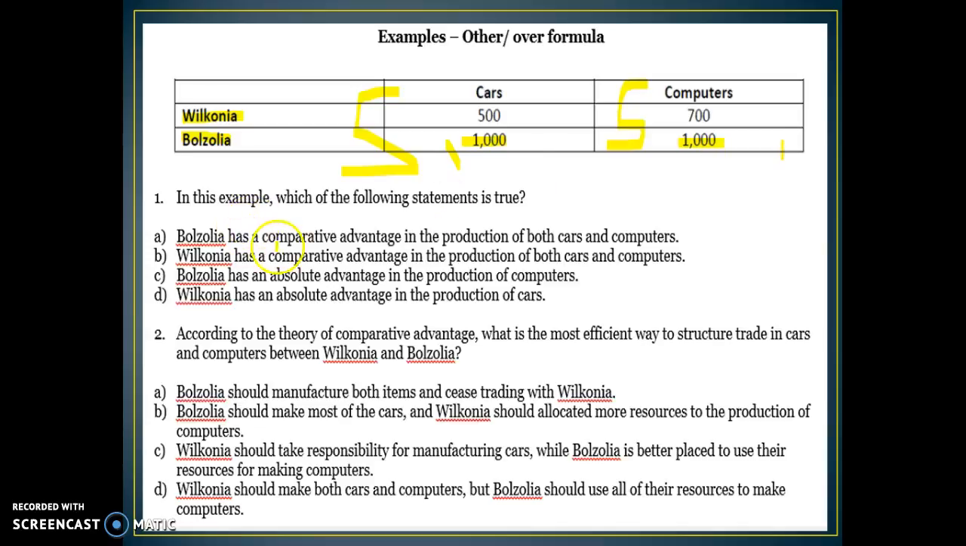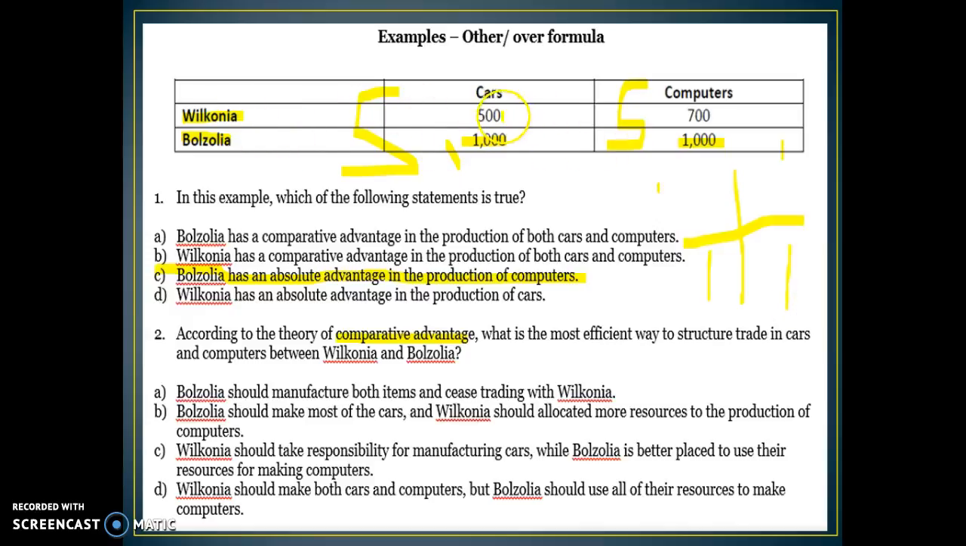So the correct answer to question 1 would be that Bolzolia has an absolute advantage in the production of computers. Question 2, according to the theory of comparative advantage, what is the most efficient way to structure trade in cars and computers between Wilconia and Bolzolia? Again, this is where we need to look at the comparative advantage. So you would need to draw up a little table for yourself if you got this in your test, and basically go, well, for Bolzolia it's 1 and 1.